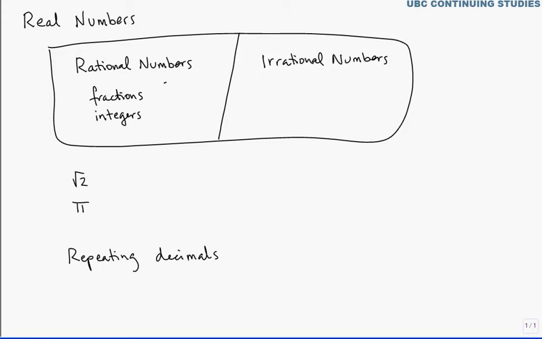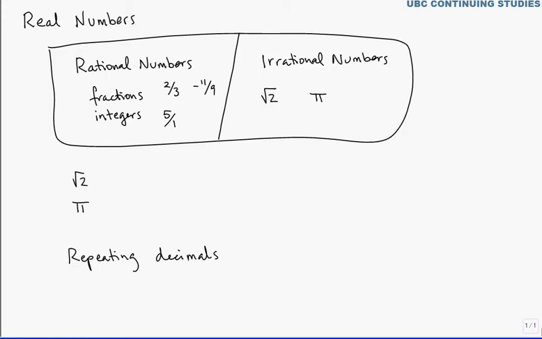So numbers like 2/3 or minus 11 over 9. An integer itself, like 5, can always be written as 5 over 1. So these are rational numbers. Now, any number that cannot be written as a ratio of two integers is irrational. So what are some examples of irrational numbers? Well, things like the square root of 2 or pi.